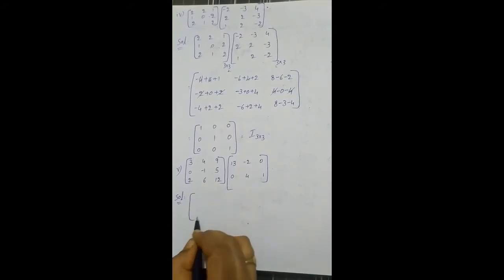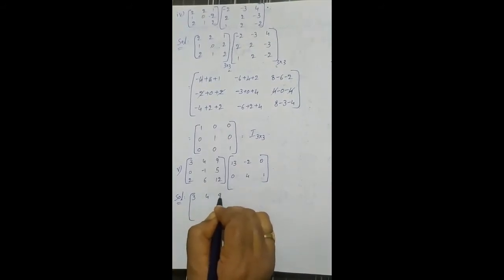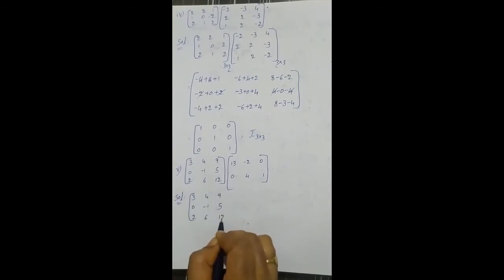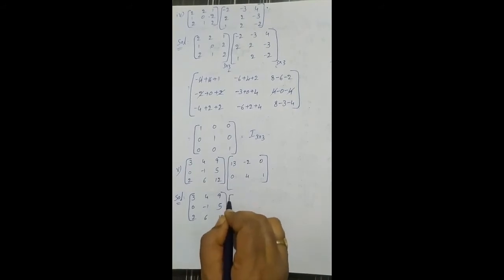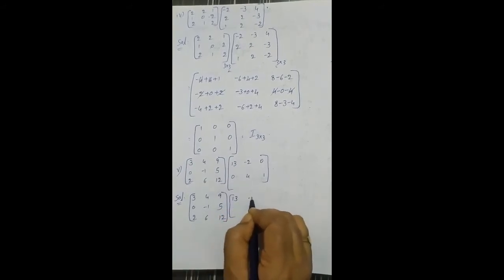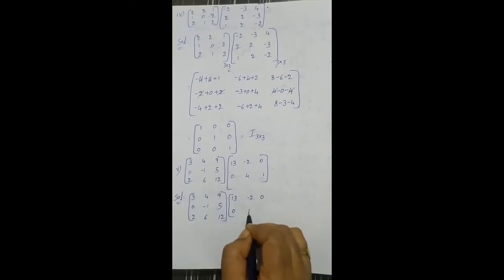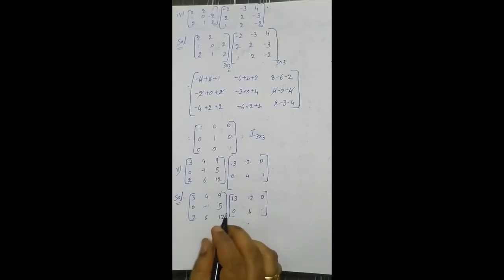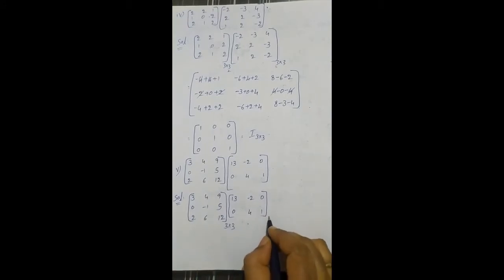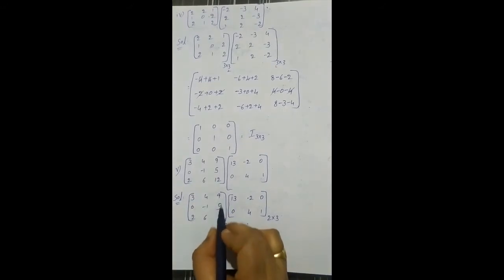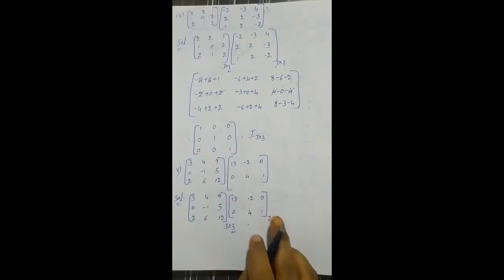first write down the given matrices. 3, 4, 9, 0, minus 1, 5, 2, 6, 12. Second matrix is 13, minus 2, 0, 0, 4, 1. And the order of this is 3 by 3, and the second matrix order is 2 by 3. In the first matrix, the number of columns is 3, and in the second matrix, the number of rows is 2. These two values are not equal.